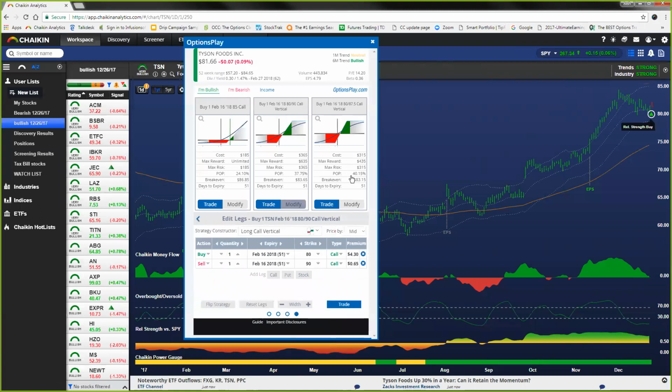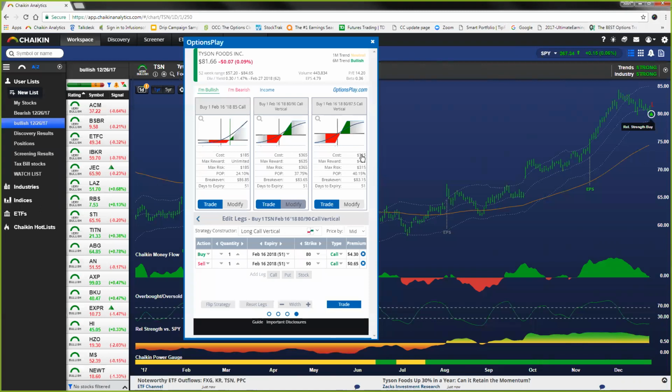The 87.5 gives you a higher probability of profit, but for the less risk, the less cost, you don't quite get as good of a reward. In fact, you're reducing your reward by $200 when you're only reducing your risk by $50.